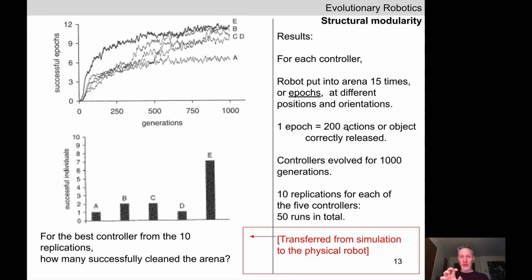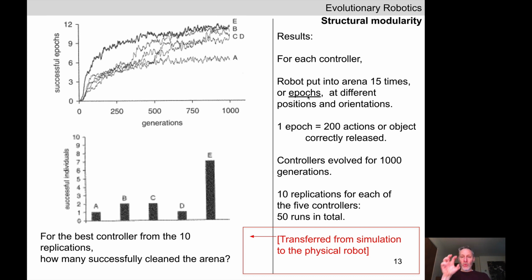So they did all of this work. 200 actions, you can think of this as 200 time steps in the simulation. They watched what the robot did for 200 time steps or actions, or until the robot actually grabbed an object, took it to the wall, and correctly released it over the far side of the wall. If that happened, they stopped the simulation early. That's what they define as one epoch. They basically give the robot armed with that cognitive architecture and that set of synaptic weights up to 200 time steps to get rid of one of the objects.